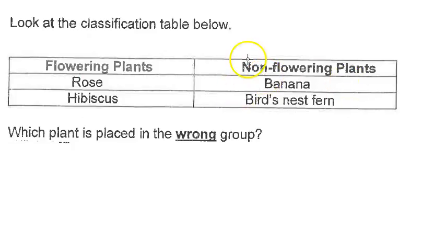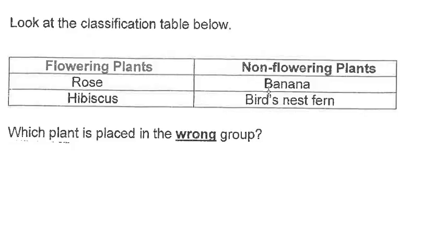Let's look at the other one. Non-flowering plants. Banana has fruits. We know that anything that has a fruit comes from flowers, right? Again, I repeat one more time: anything with a fruit comes from a plant with flowers, because it is the flowers that become the fruit.